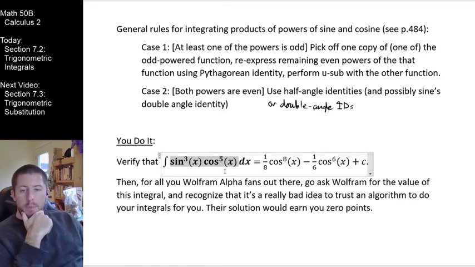Notice in this case, we have both powers being odd. So it looks like we're in case one, at least one of the powers is odd. So you should go ahead right now, pause the video, and attempt to perform this integral right here. I'm telling you what answer you're supposed to be getting right there. So go ahead and do it on your own and verify that you're getting that answer.